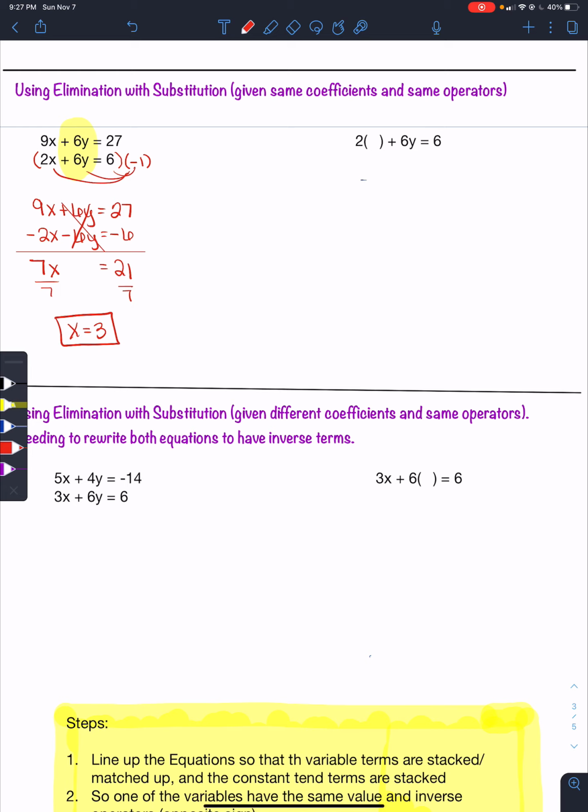Okay. Now we are going to substitute that into one of the original equations, whichever one looked easier to you. Well, usually the one with smaller values is the one that looks easiest, so I've gone ahead and gone with the second equation. I've taken out the x variable and substituted in parentheses so that I can fill that in with that value of 3. 2 times 3 is 6, plus 6y equals 6.